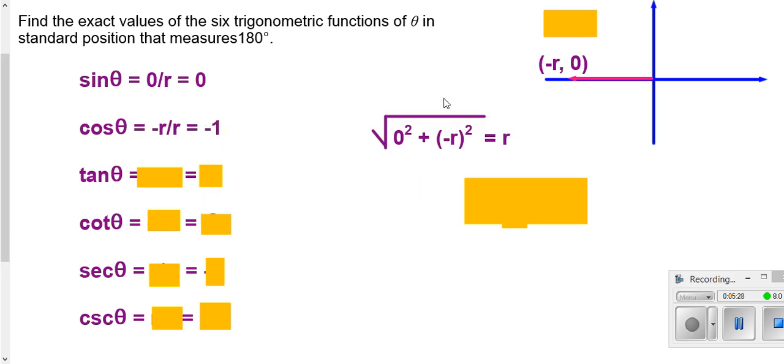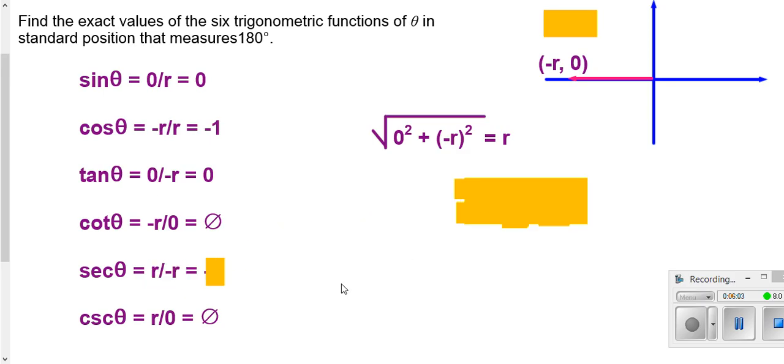Tangent is y over x. So you take your y value of 0 over your x value of negative r. 0 divided by anything is 0. And then you have the reciprocal functions. So cotangent, you have to flip this one upside down. That puts 0 on the bottom. If you ever divide by 0, it's undefined, or the empty set. Cosecant, at the very bottom here, is the reciprocal of sine. When you flip that upside down, you get 0 on the bottom, which is undefined. Secant is the reciprocal of your cosine, and so we get negative 1.